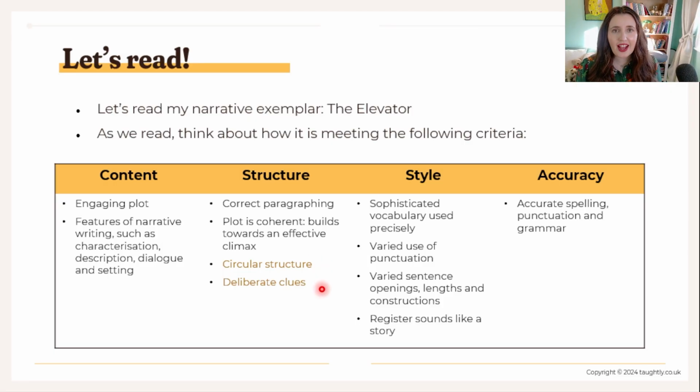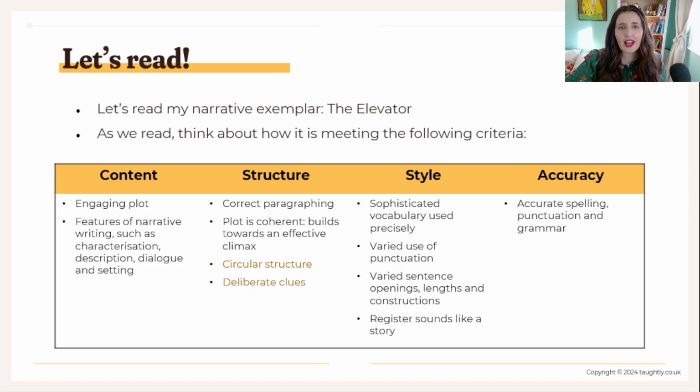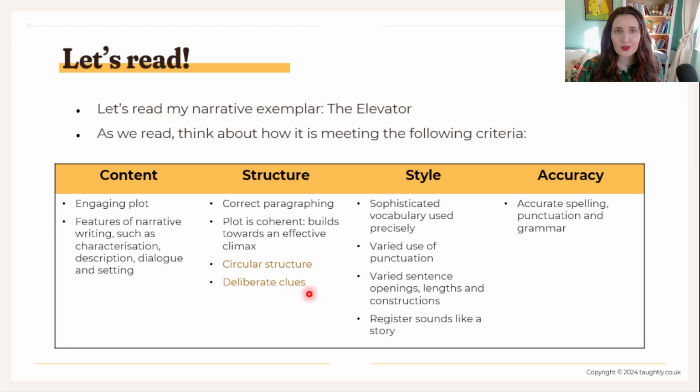Do notice for our A-star skills, a circular structure. How does it start and end in a very similar way? And also the climax has got clues hidden throughout. So do keep an eye out for those clues towards the climax. I'm not going to go into that too much right now because I don't want to spoil the story for you by telling you exactly what you should be looking out for there, but you'll know them when you see them.